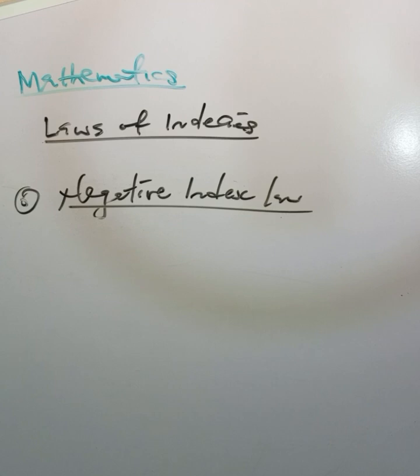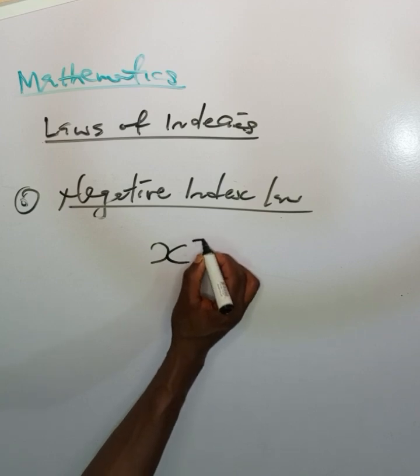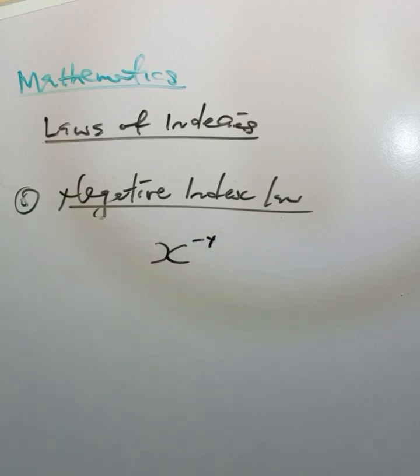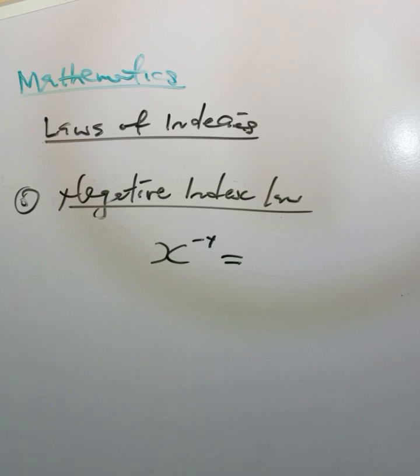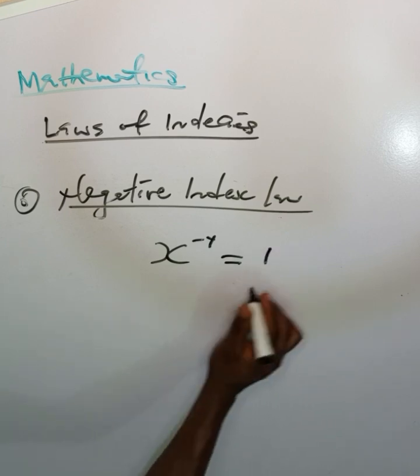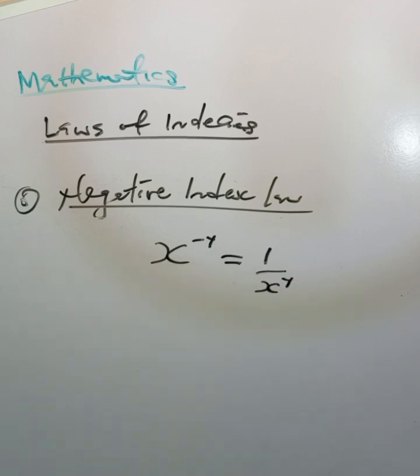This is when the power has a negative value. When the power is negative, when the index is negative, for example, if I have x raised to power minus y, the power has a negative value. What do we do here? To remove the negative, it becomes inverse, 1 over the number. The number is x raised to power y. There will be no minus again.